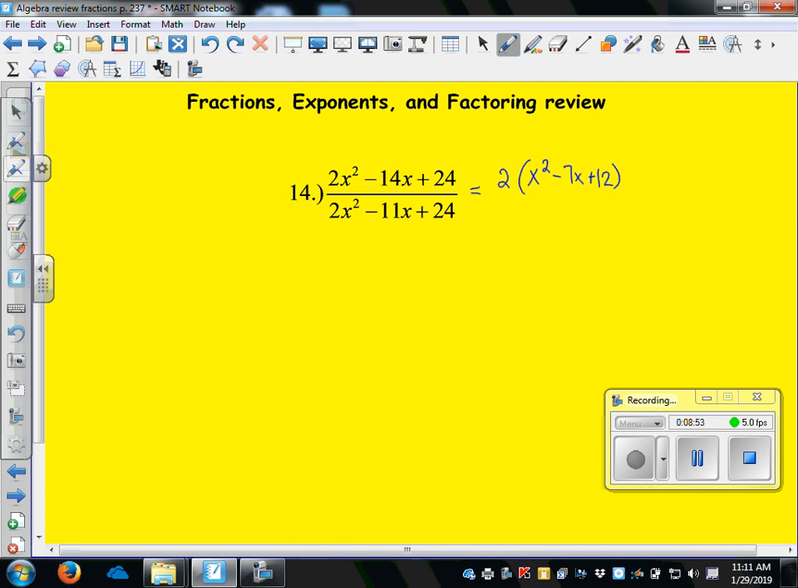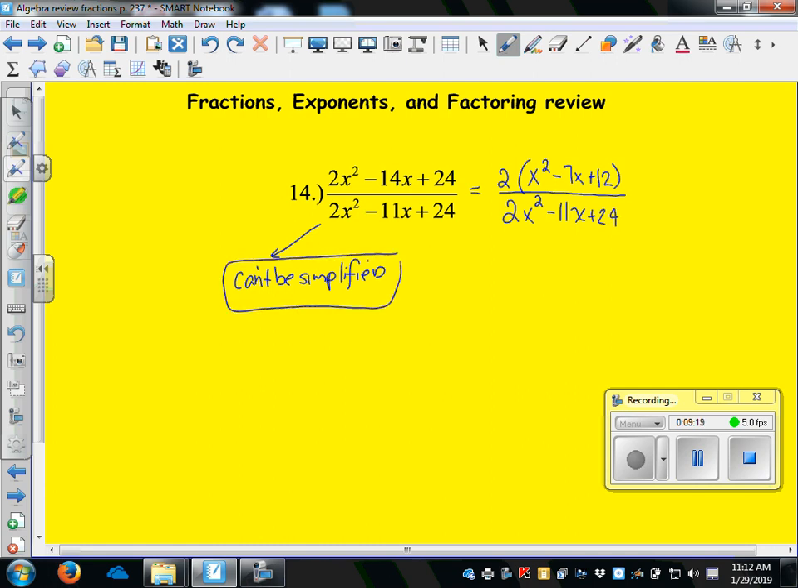Now, if you go through the process of the AC method to try to simplify this, what you'll end up finding out is that this can't be simplified. So what I end up with is nothing that's going to cancel at all. So the final answer here is that it cannot be simplified because the bottom is not factorable.